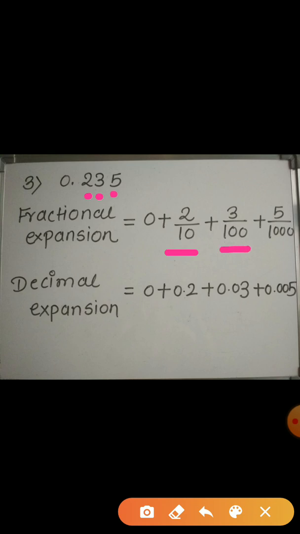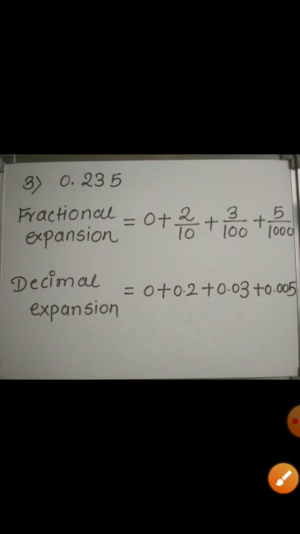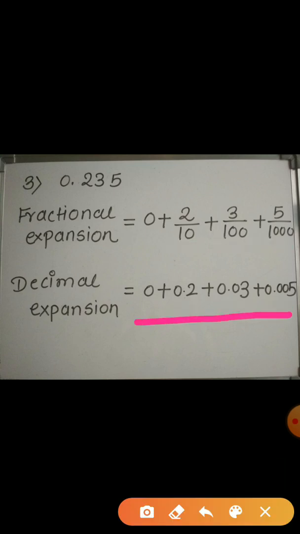Plus, the last digit, which is 5, comes at the thousandth place, and 5 thousandth we can write as 5 upon 1000. This is the fractional expansion. Now, in the decimal expansion, 2 tenth can be written as 0.2, plus 3 upon 100 can be written as 0.03, plus 5 upon 1000 can be written as 0.005. So, this is the decimal expansion of the given number.